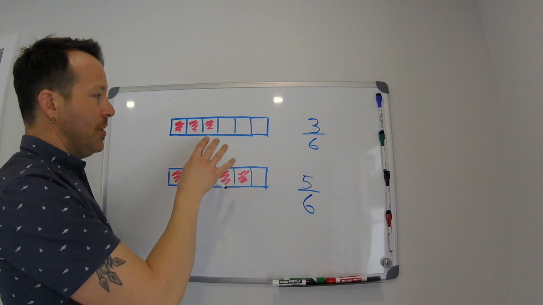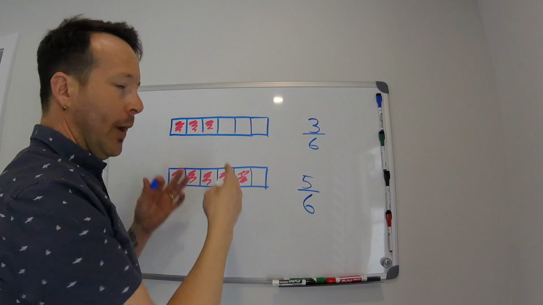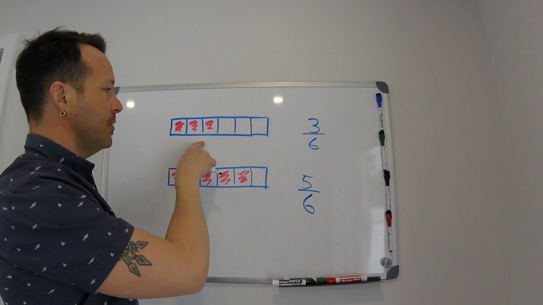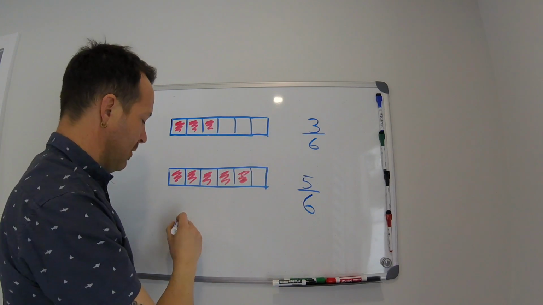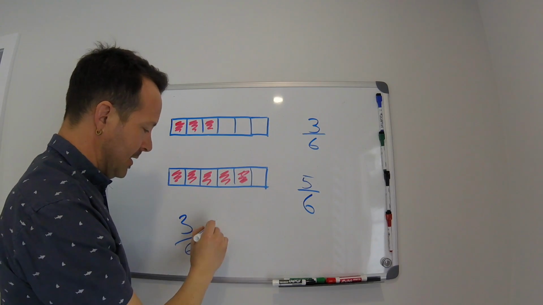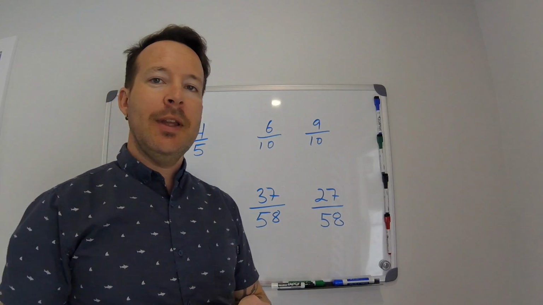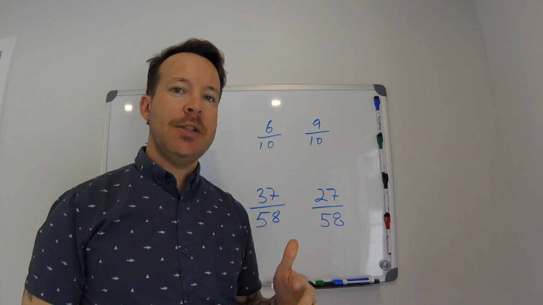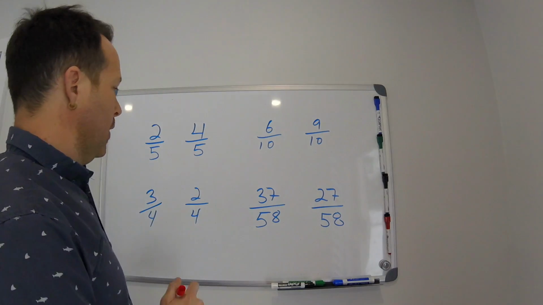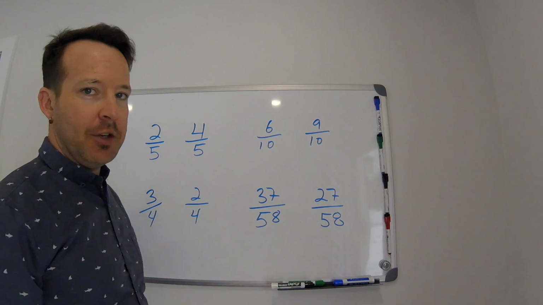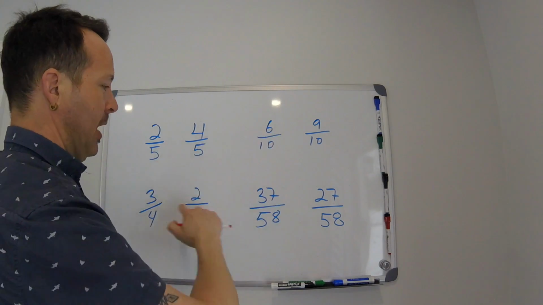So which one is showing us less? Well, 1, 2, 3. 3 is less than 5. So 3/6 is less than 5/6. So this is a quick little exercise that you'll see something like this in your books. So we are determining the greater fraction. Which one of these pairs is greater?